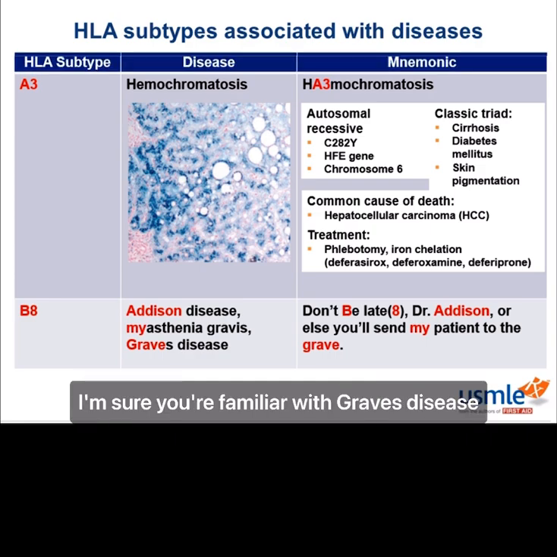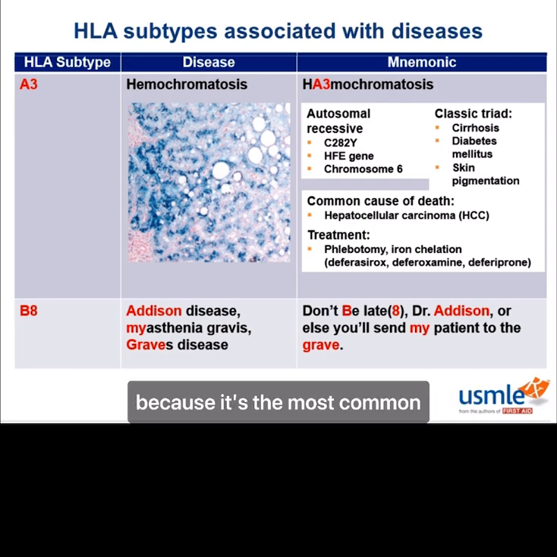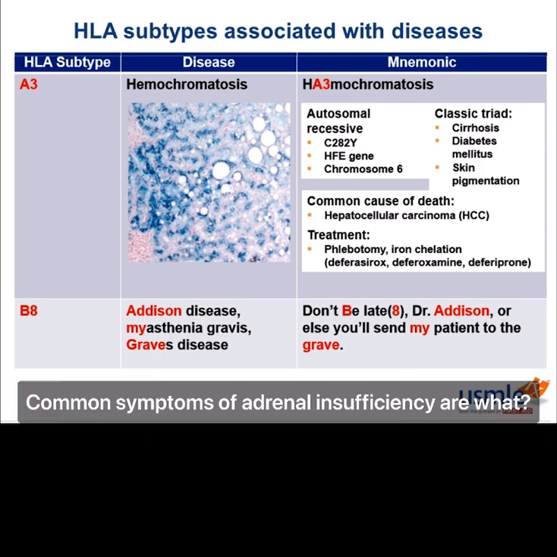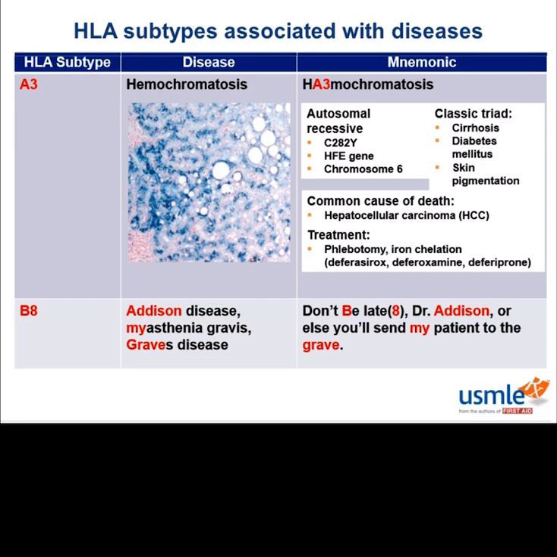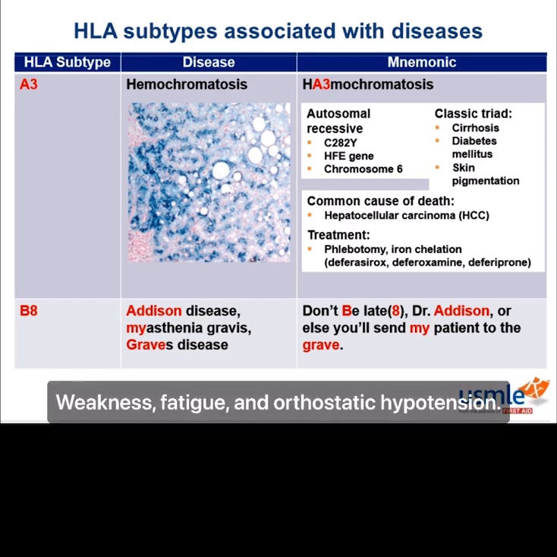I'm sure you're familiar with Graves' disease, since it's the most common cause of hyperthyroidism, and myasthenia gravis, because it's the most common neuromuscular junction disorder. But what is Addison disease? You're right if you're saying it has to do with adrenal insufficiency. Common symptoms of adrenal insufficiency are what? Weakness, fatigue, and orthostatic hypotension.